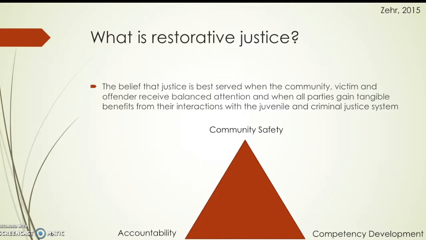Accountability, that is extremely important to debunk the fact that some people say that restorative justice is soft. Restorative justice holds these offenders accountable. So when an individual commits an offense, the offender is obligated to the individual victim and the community to take accountability.